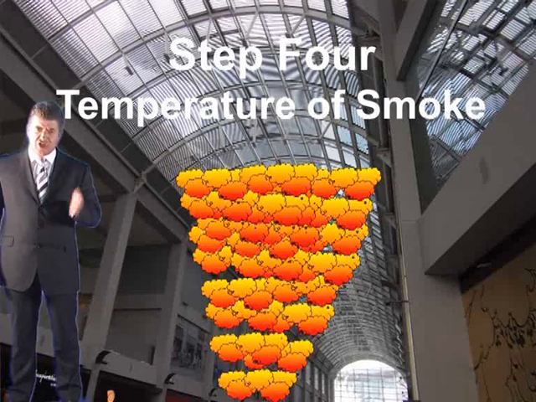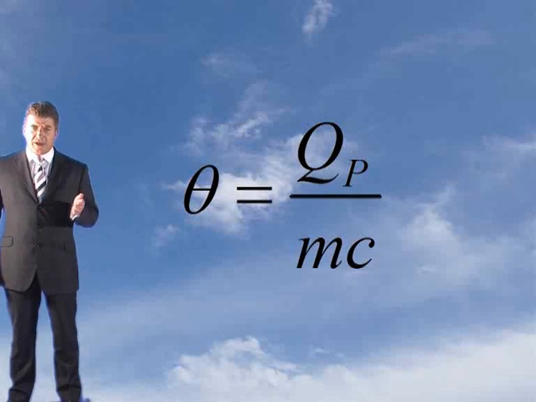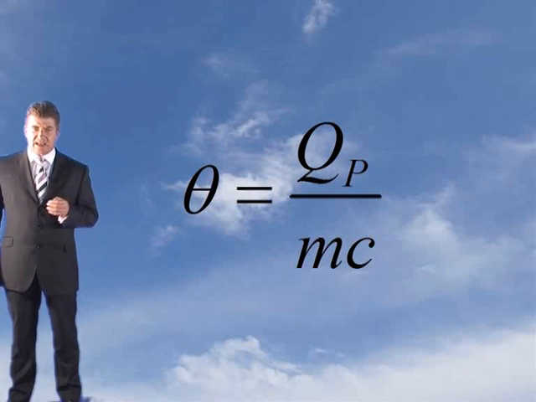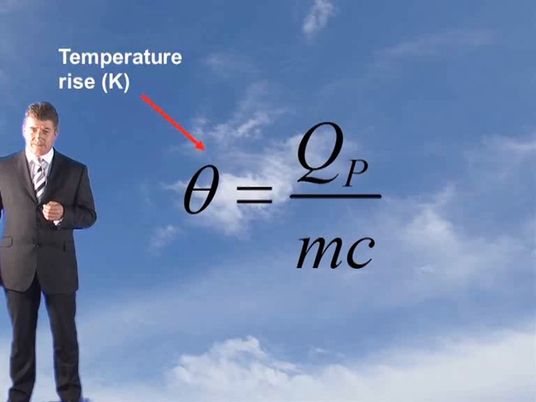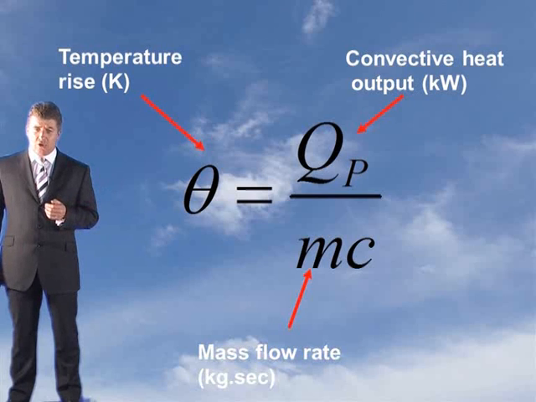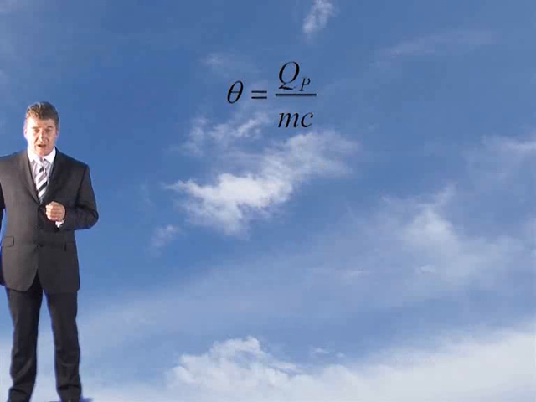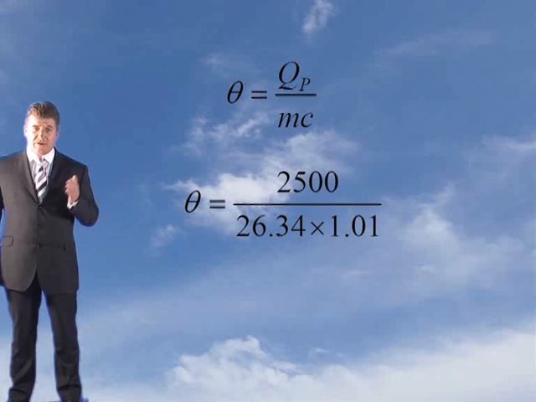So, we know how much smoke's been produced, but now we need to work out how hot it is. Let's move on to step 4. Step 4, determining the temperature of the smoke. This is the formula you'd apply. Theta equals QP divided by MC, where theta is your temperature rise, QP was your convective heat output, M was your mass flow rate of smoke, and your C was your specific heat capacity of air. If you'd have put those in the formula, you'd have got a theta of 94 degrees Kelvin. So that's the increase in the temperature of the smoke.